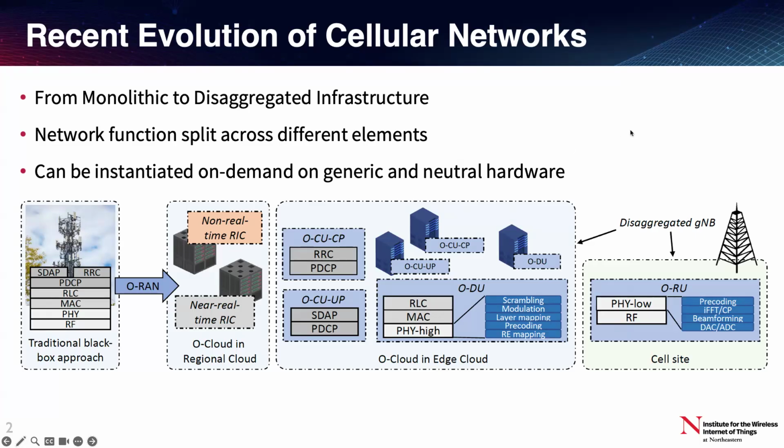With this disaggregation, the functionalities are split among different elements, and we can map these elements in different ways. For example, we can have multiple DUs that are controlled by a single CU, and they in turn control RUs. So you don't need to replicate the RU, DU, and CU architecture every time, but you can have a hierarchical approach where a single component can control multiple components.